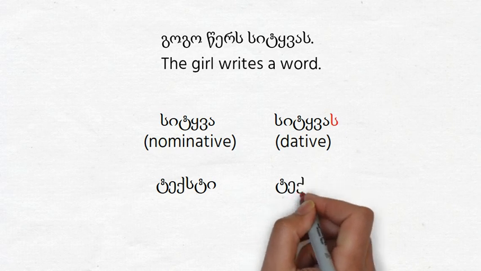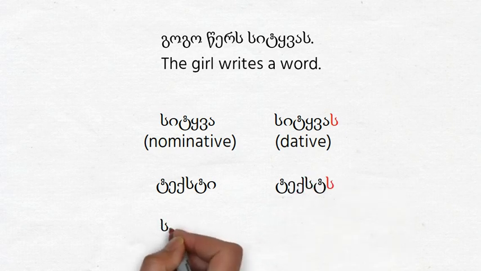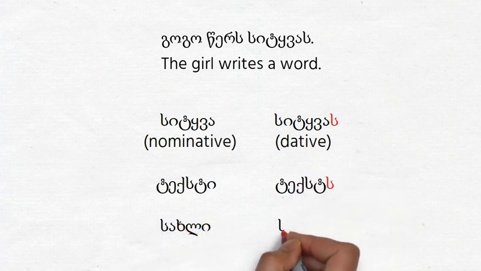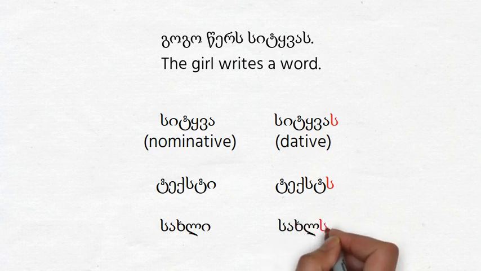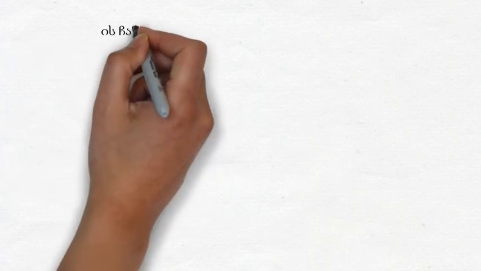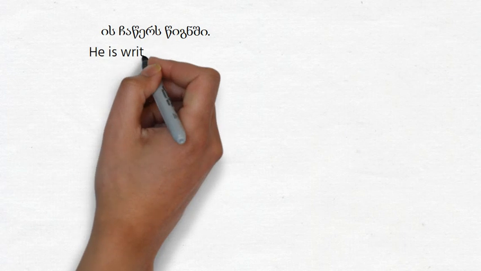In some words like texty, text, you have to cut the last e and add the s. Same in sachli, house, cut the e, add the s. In other words, you just add the s.